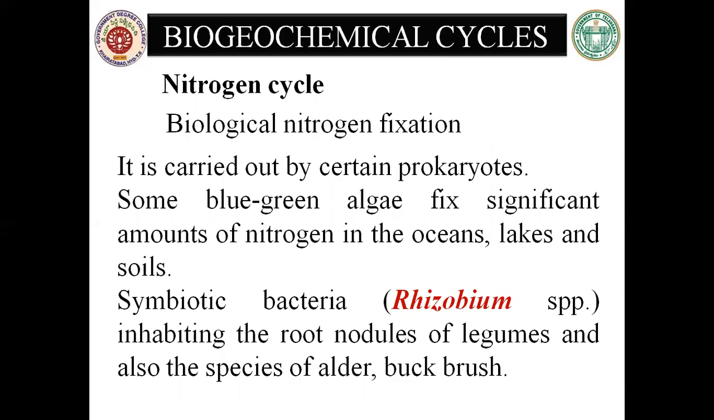Next is biological nitrogen fixation. Here living organisms are involved. It is mostly carried out by certain prokaryotes. Some blue-green algae also fix atmospheric nitrogen in the oceans, lakes, and soils. Symbiotic bacteria, for example Rhizobium species, which inhabit the root nodules of leguminous plants, also fix atmospheric nitrogen.